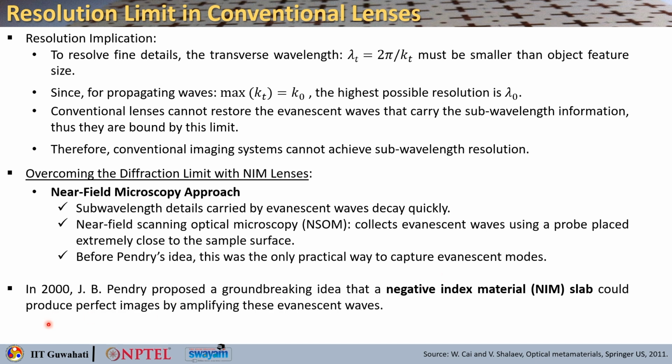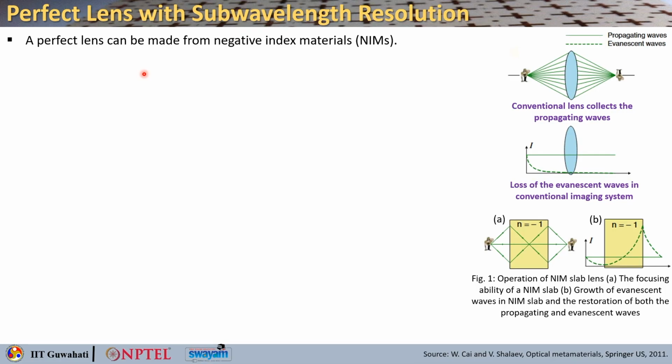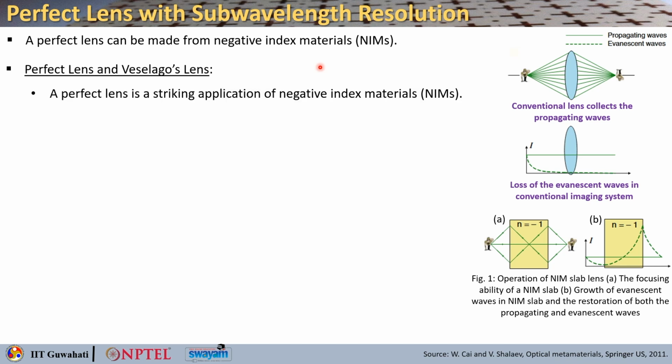However, in 2000, Sir John Pendry proposed this groundbreaking idea that if you put a negative index material slab, that is a NIM slab, it can actually produce perfect images by amplifying these evanescent waves. So, that became very popular, right. This is how we understand that you can use a perfect lens with sub-wavelength resolution. So, what are these perfect lenses made of? They are made from negative index materials, right. So, a perfect lens is a striking application of the negative index materials.